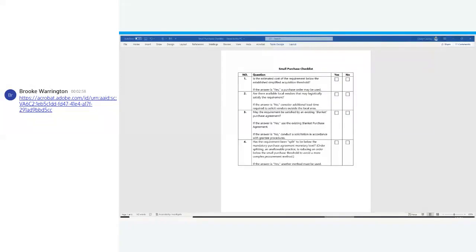So this is a small purchase checklist. Yes or no? Is your estimated cost, the requirement, below the established simplified acquisition threshold? If it's yes, you can use a purchase order. Are there available local vendors that can logistically satisfy your requirement? If the answer is no, consider additional lead time required to solicit vendors outside of your local area. May that requirement be satisfied by an existing blanket purchase agreement? If the answer is yes, use your BPA. If the answer is no, conduct a solicitation in accordance with your procedures.